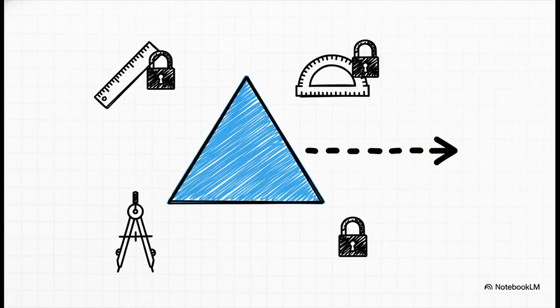So let's just boil this all down to one single, crucial point. If you remember one thing from all of this, let it be this. In a pure geometric translation, the position is the only thing that changes. Everything else, its size, its shape, its direction, is completely locked in place.